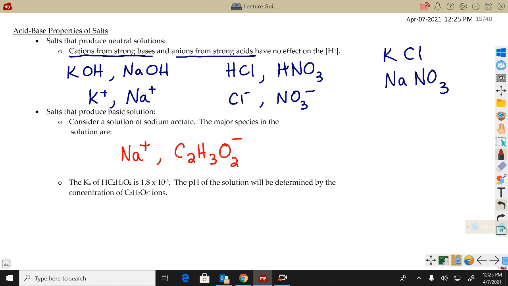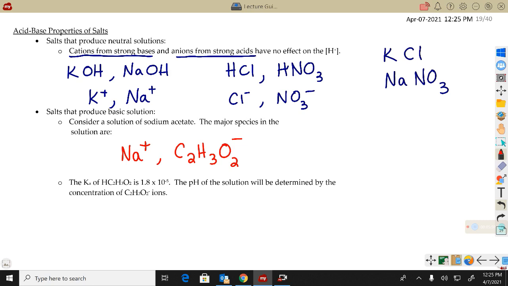Okay, well, now we're going to ask ourselves the two questions. Are there any particles here that have extra hydrogen that could act like an acid and produce hydrogen? The answer is no. Obviously, sodium's not going to produce hydrogen. And even that polyatomic acetate ion, it's got hydrogen in it, but it's not going to let go of them. It's not natural for that to dissociate and form hydrogen ions. So no, nothing's going to produce hydrogen and act like an acid.